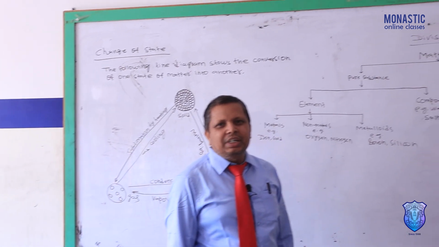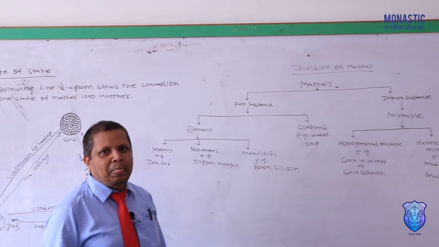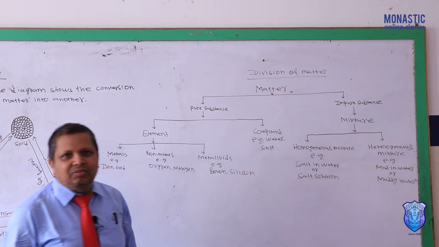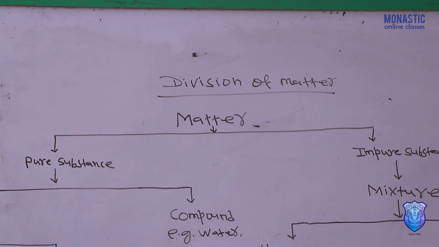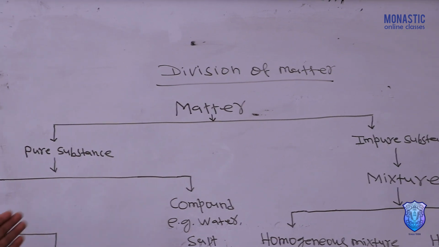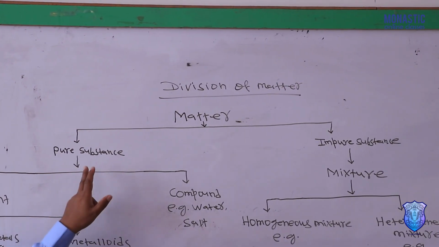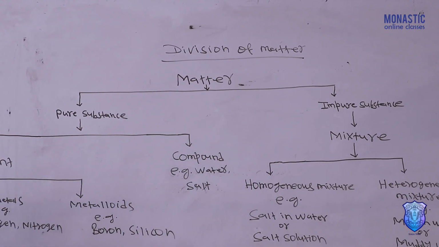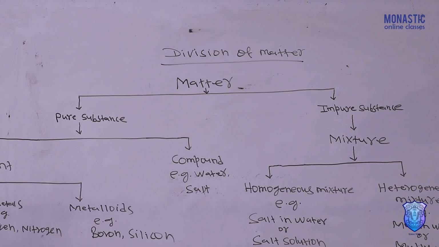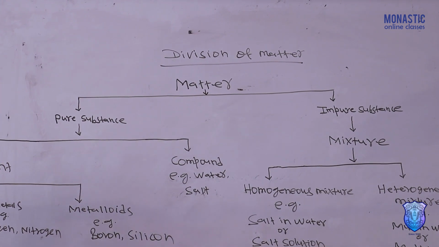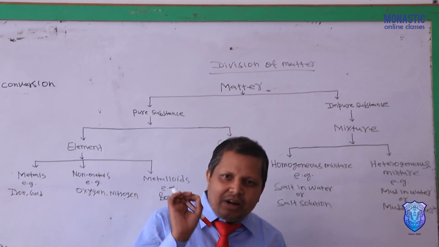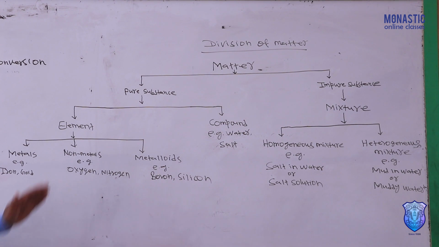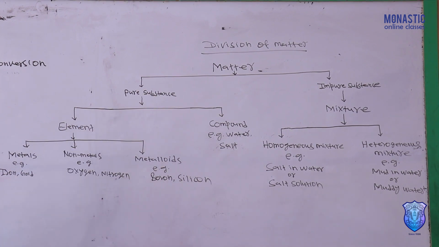After this, the division of matter. Matter is first classified into mainly two groups: pure substance and impure substance. First of all, how do we define a pure substance? Those substances which are made of only one kind of molecule are called pure substances.